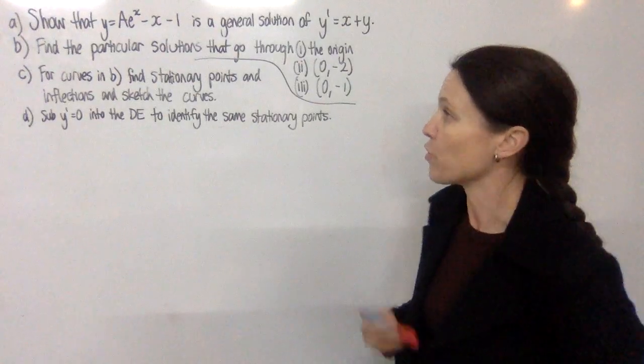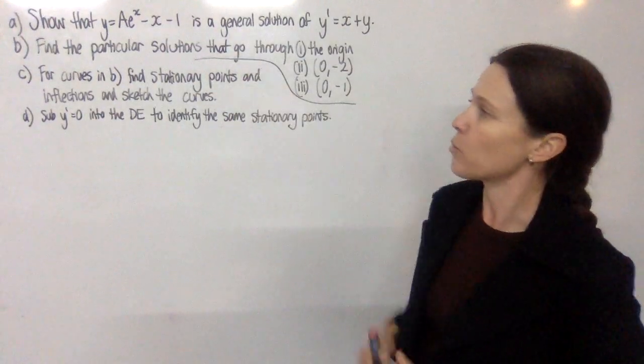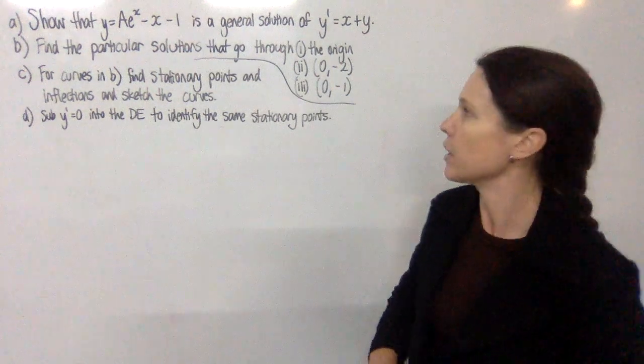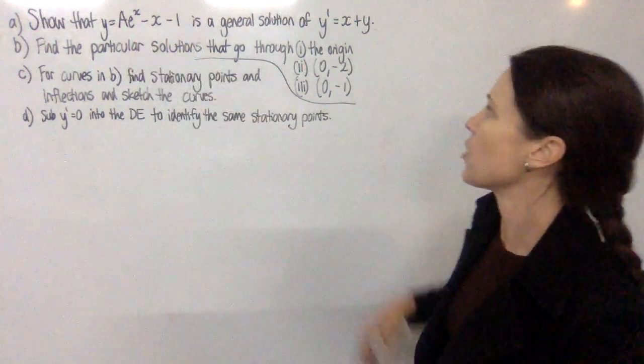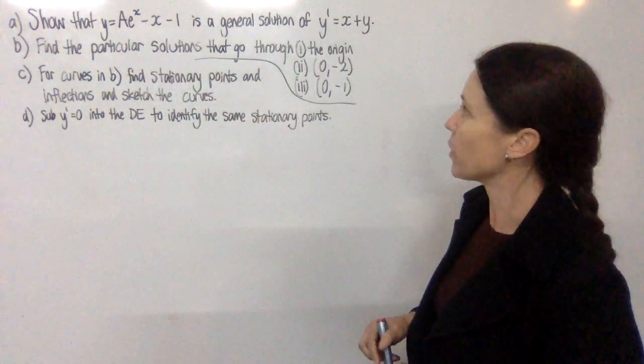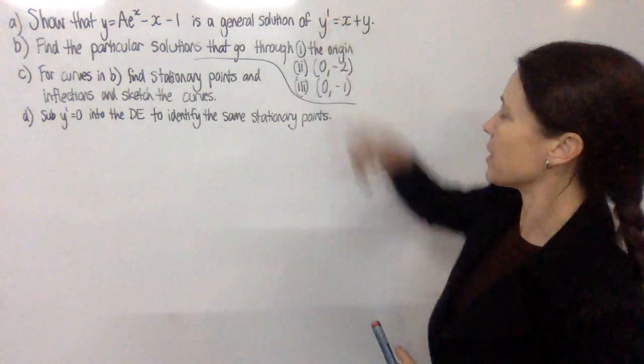Now in this example, we've got a lot to do. Let's work our way through it gradually. We need to start by showing that this is a general solution of this differential equation. So we need to find y dash.